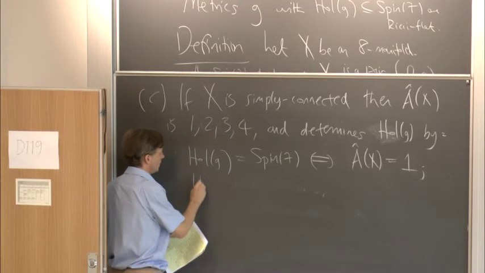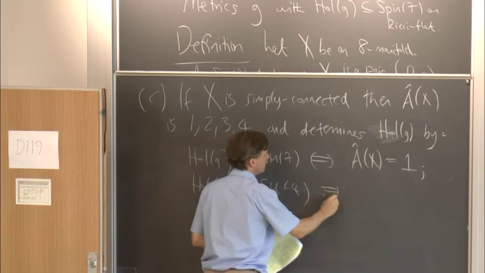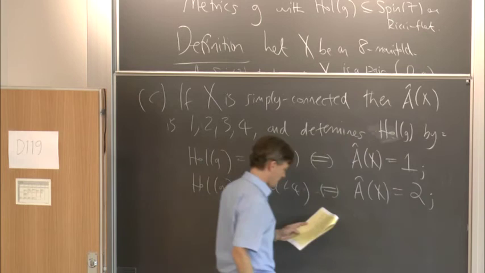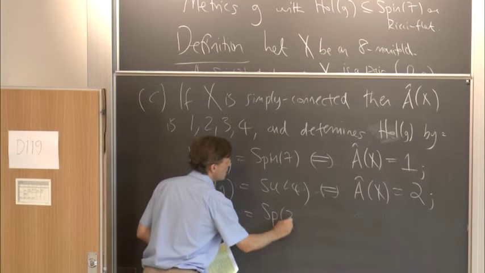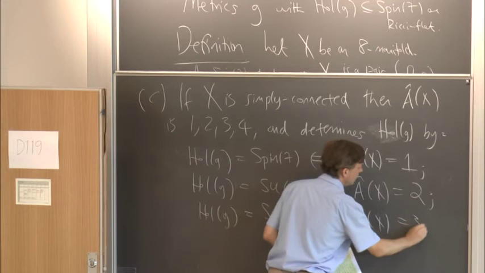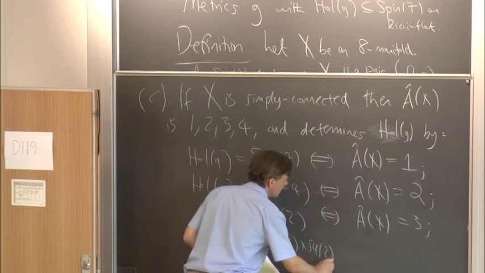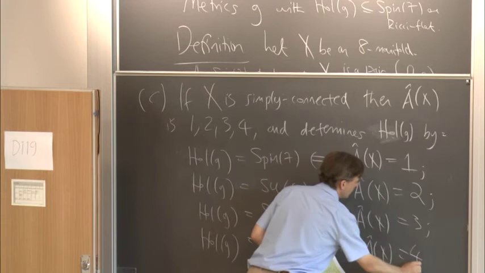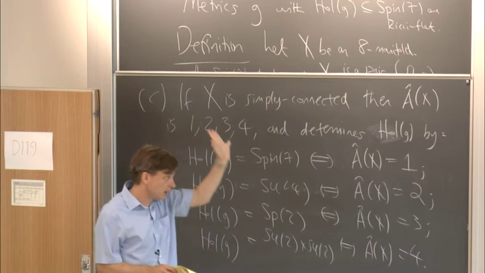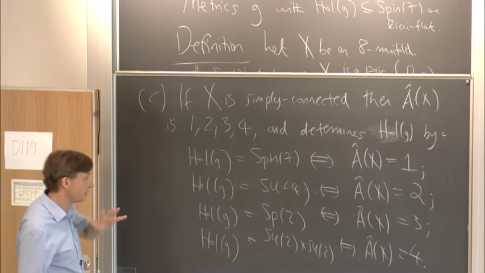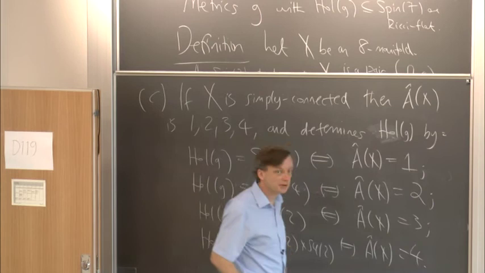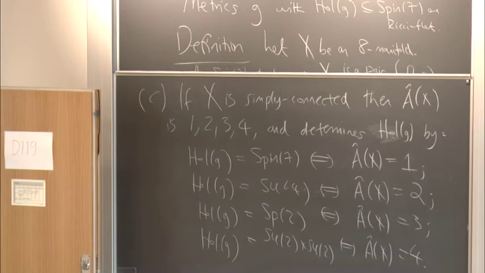And the holonomy group of G is SU(4) if and only if A-hat of X is 2. And the holonomy group of G is Sp(2) if and only if A-hat of X is 3. And finally, the holonomy group of G is SU(2) times SU(2) if and only if A-hat of X is 4. So these are the four holonomy groups which occurred in the right-hand column of my diagram of holonomy subgroups of Spin(7), and you can distinguish all of them using this A-hat genus. Okay, so are you all happy about what the theorem actually says? Yeah. Okay.